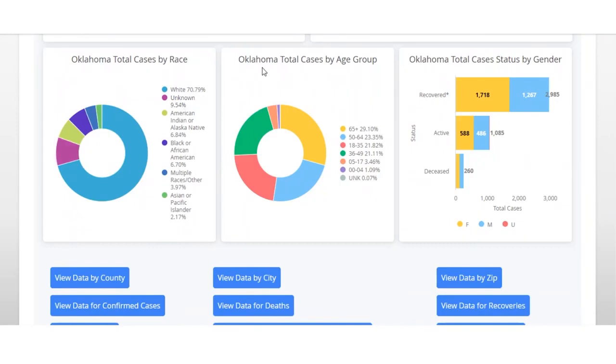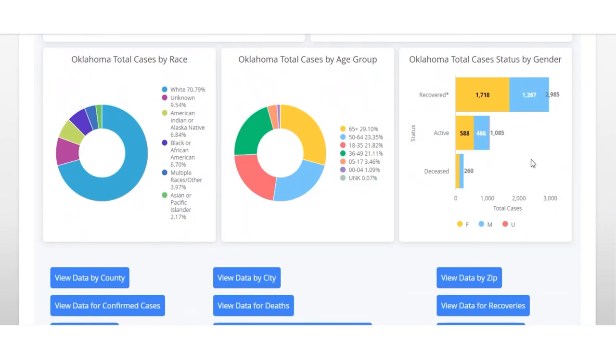The center figure likewise shows the total cases by age group with that same hover and highlight functionality, as well as the actual number of cases that correspond to the percentage. And the figure on the far right is the Oklahoma total case status by gender, indicating females in gold, males in blue, and for those few that were unknown due to the circumstances, those are indicated in red.